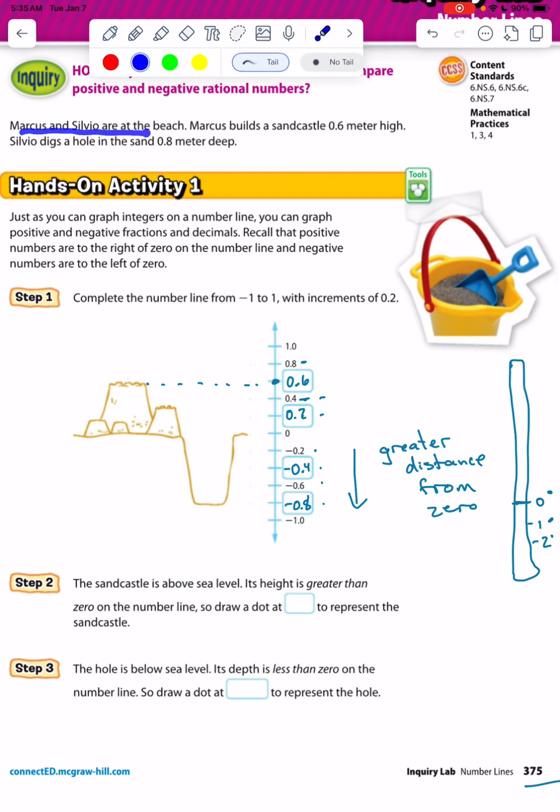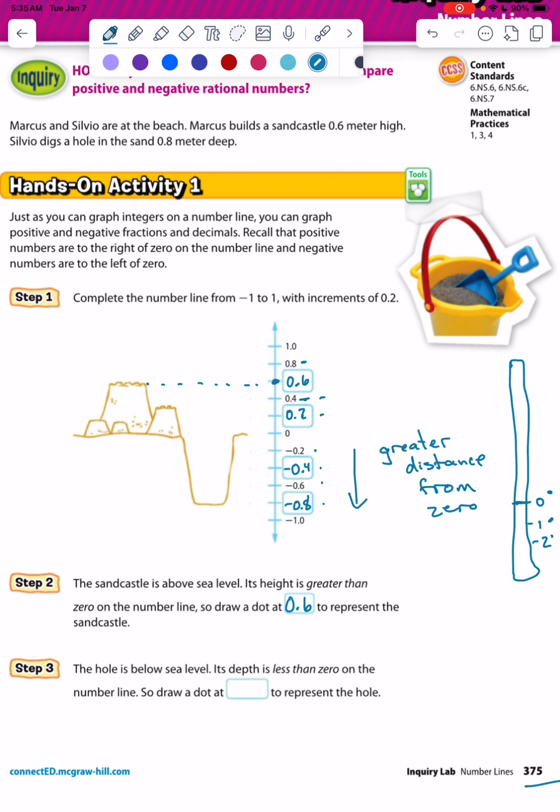Marcus and Silvio are at the beach. Marcus builds a sandcastle 0.6 meters high. Remember, 0.5 equals half, right? So this is a little bit more than half a meter. Silvio digs a hole in the sand 0.8 meters deep. So here's Silvio's hole and here's Marcus's sandcastle. So 0.6 to represent the sandcastle.